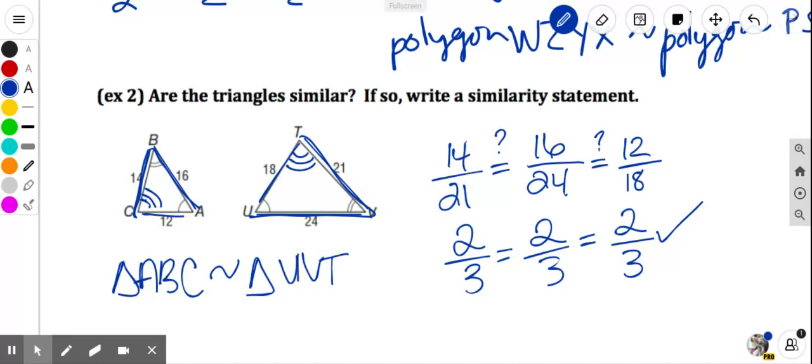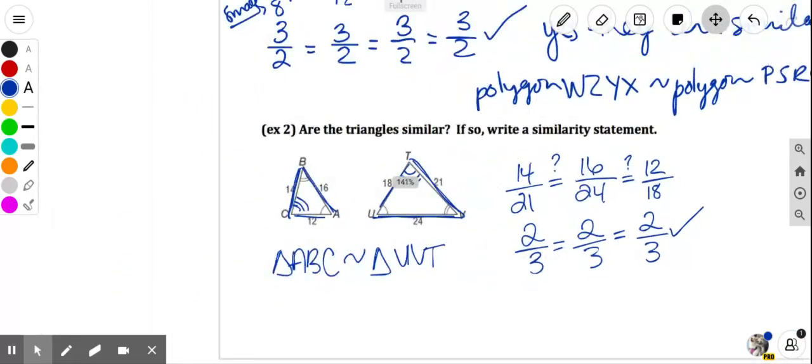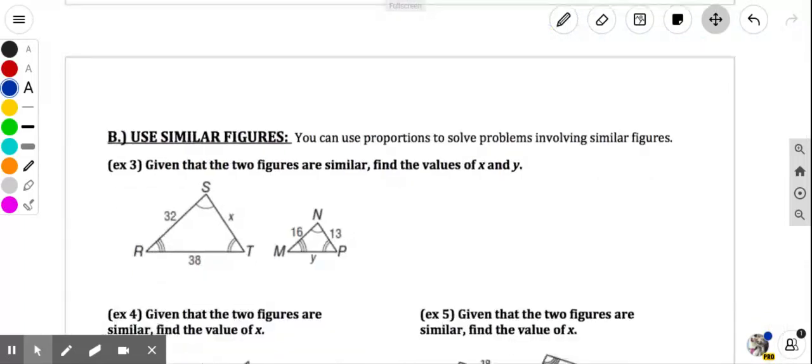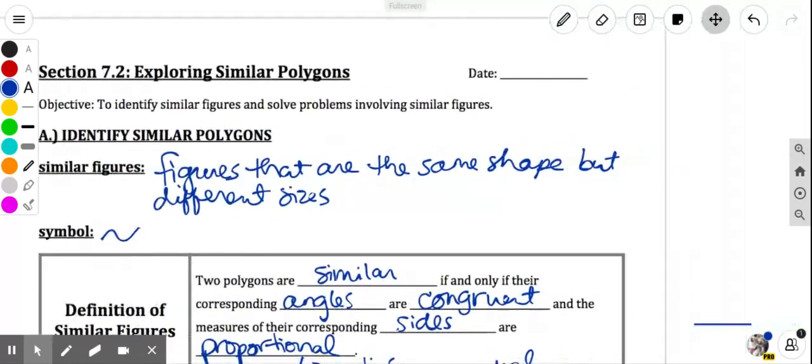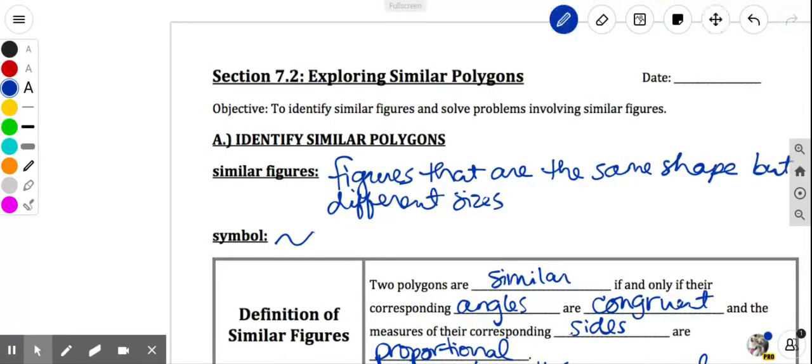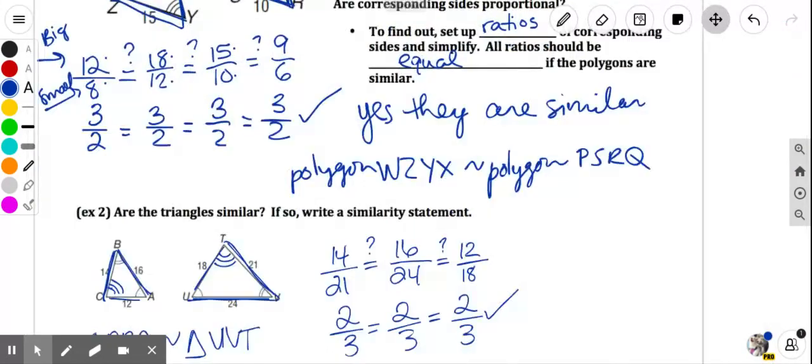Okay, so that's how you determine if polygons are similar. Now on the next page, we're going to talk about how to use similar figures. So the first page was identifying similar figures. Now the second page is using similar figures.